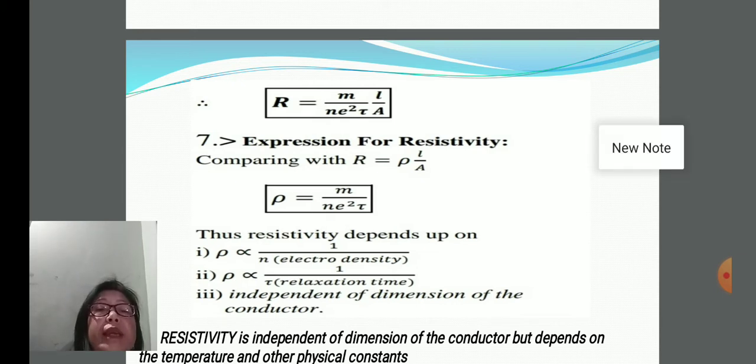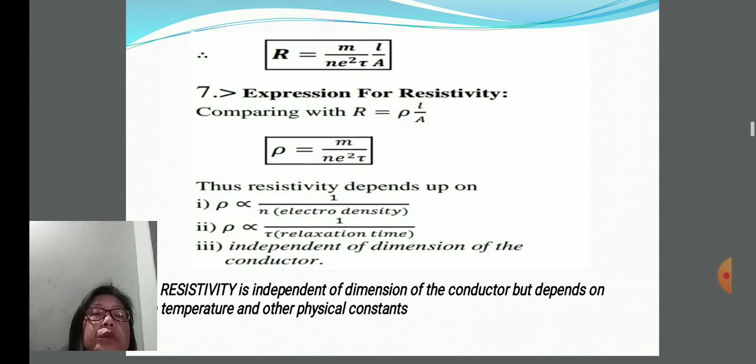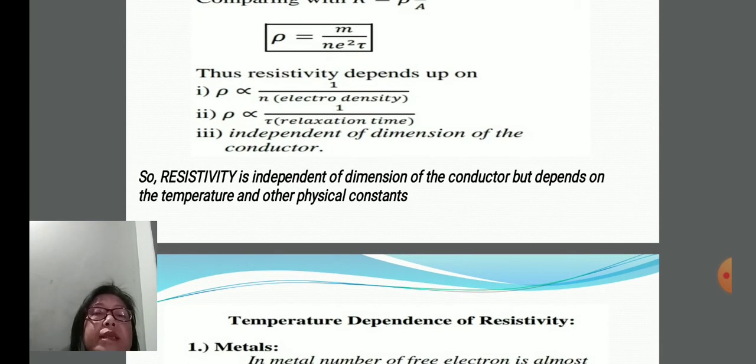Resistivity will be inversely proportional to the relaxation time, and the third factor is that resistivity is independent of the dimension of the conductor. Why? Because resistivity does not depend upon the area A. So resistivity is independent of the dimension of the conductor, but depends on the temperature and other physical constants. Now let us study the temperature dependence of resistivity.